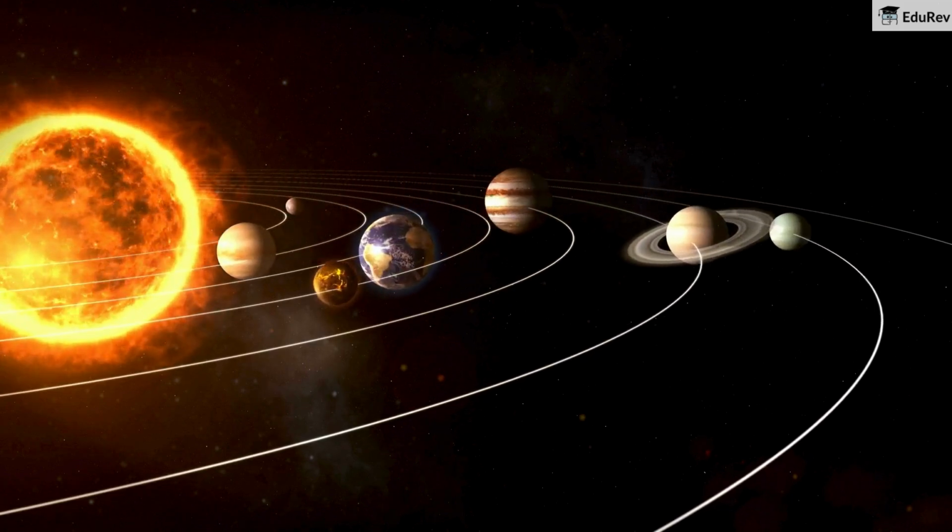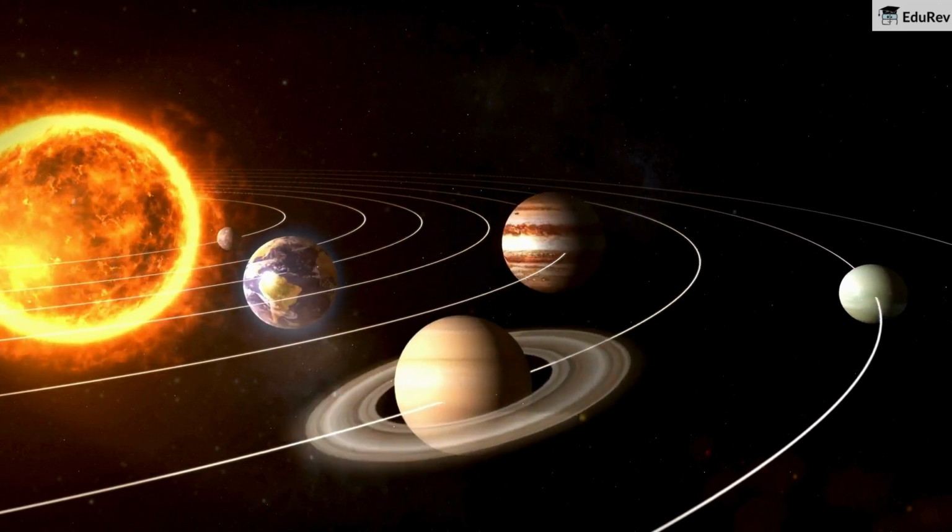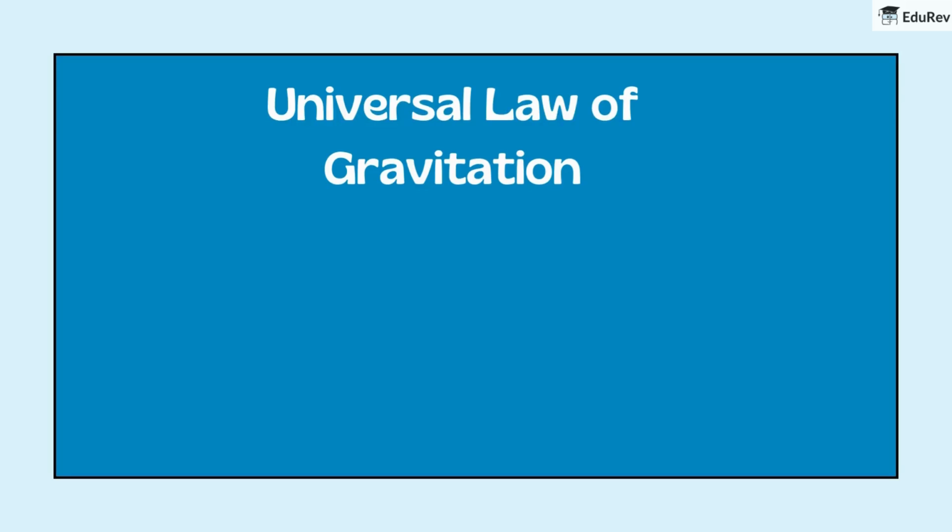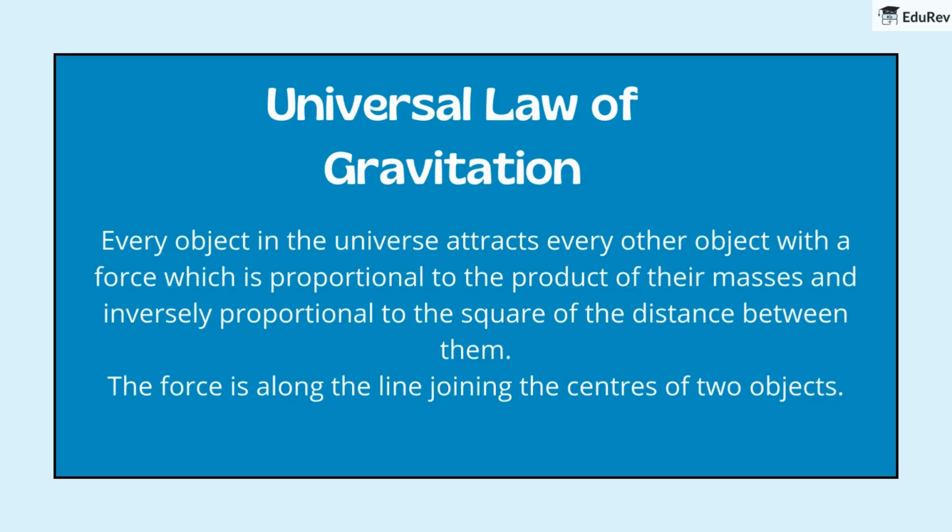The answer lies in the universal law of gravitation. The universal law of gravitation states that every object in the universe attracts every other object with a force that is proportional to the product of their masses and inversely proportional to the square of the distance between them. This force acts along the line joining the centers of the two objects.